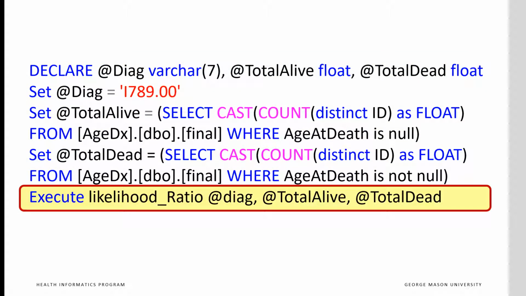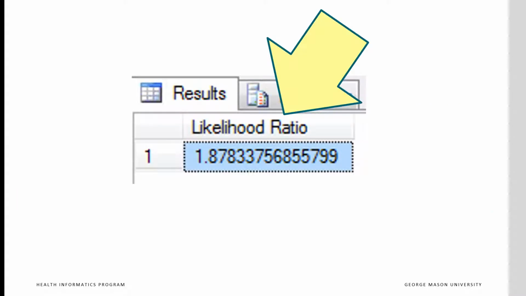The execute command tells the computer to run the procedure called likelihood ratio and to pass to this procedure 3 pieces of data. A constant containing the diagnosis code text and 2 other floating numbers containing the total number of patients alive or dead. The result of executing the procedure is the calculated likelihood ratio that can be passed back to the calling program or stored in a permanent file using the append command.